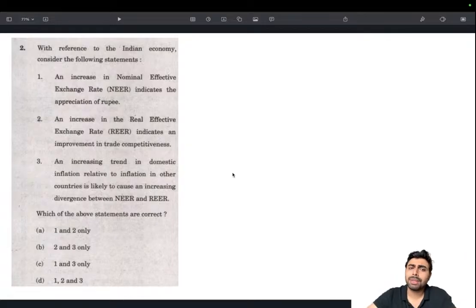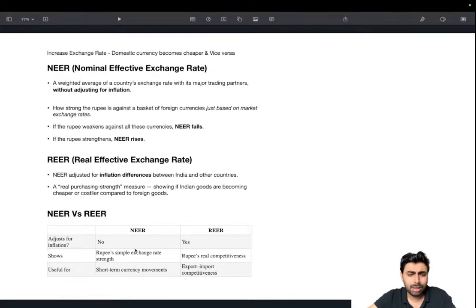It's very simple. An increase in exchange rate means appreciation of the rupee, basically the rupee or any currency. Okay, that's the thing. I've made a table to make it easier for you to remember. NEER is not adjusted for inflation and shows the rupee's simple exchange rate strength, meaning the current market strength. It's very fluctuating. It can change within days, weeks, or even hours. So it doesn't really make much sense on its own, but we need that data so as to account for the real value. So that's the basic exchange rate.